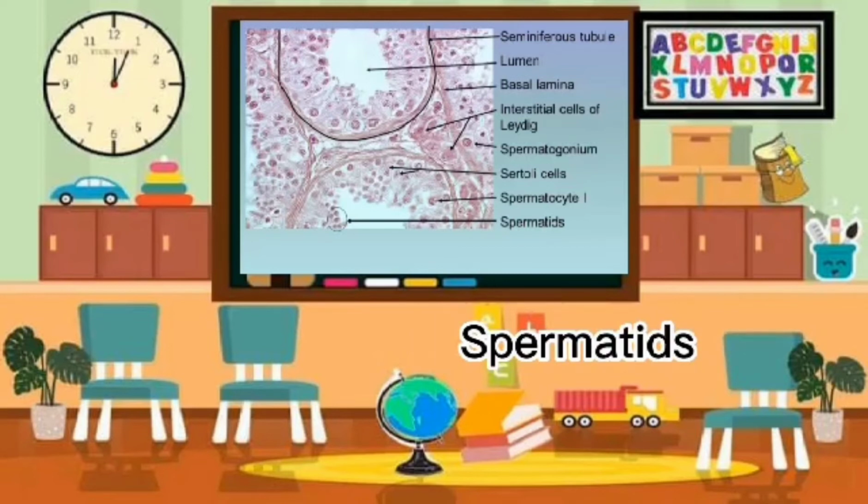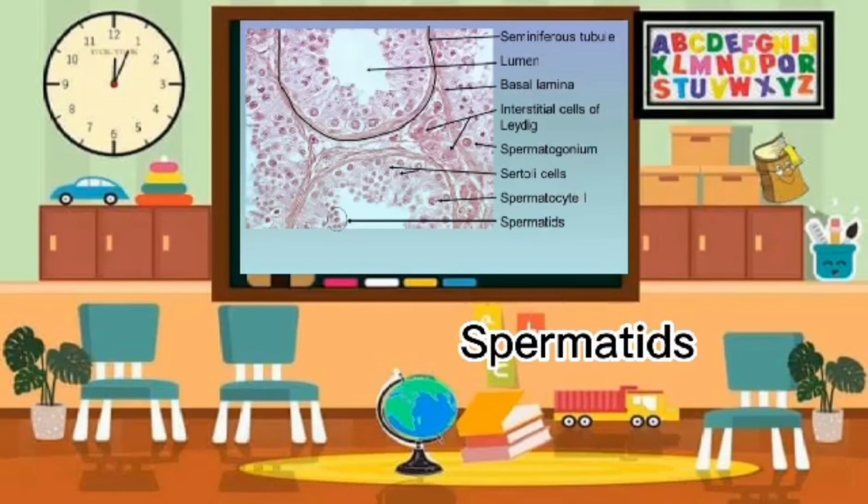Spermatids control and regulate the functioning of the Sertoli cells. Sertoli cells control the cell differentiation, cell division, and metabolism of the germ cells, or the spermatogonia. Spermatids also control the cell secretions from the Sertoli cells.